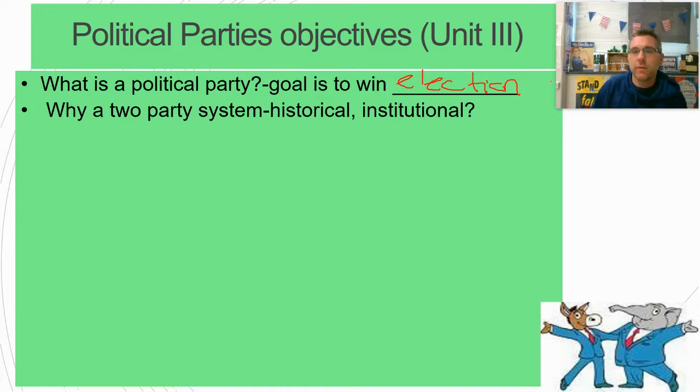We have a couple of reasons why we have a two-party system. We definitely have a historical reason, right? Going all the way back to the Federalists and the Anti-Federalists and kind of starting there. Then that led to the Federalists and the Democratic Republicans. And then it was the Whigs and the Democrats. And then ultimately we get the Democrats and Republicans, okay?